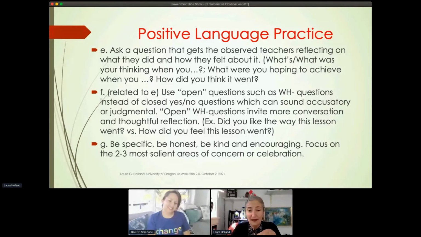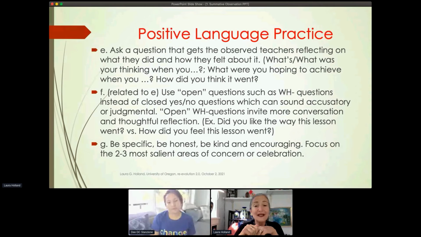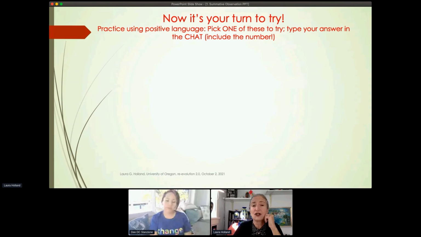Now, feedback, both for our students and for the teachers we work with. The criteria of effective feedback are: be specific, be honest, be direct, but also be kind and encouraging. If there are 35 different things that you would really like to see them changing, don't tell them all 35 at the same time. Give them two to three of the most salient areas of concern or celebration. And then later you can say, okay, now your challenge for next week will be to try to do this, and you pick whatever issue you're trying to work on.